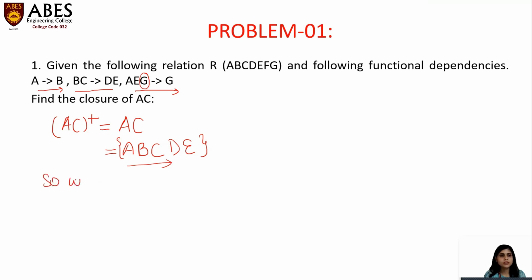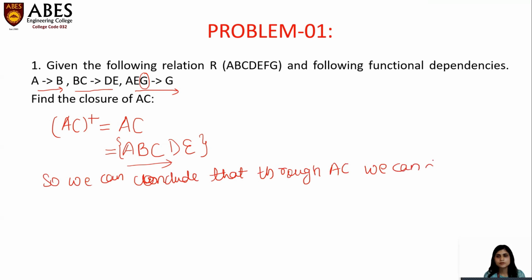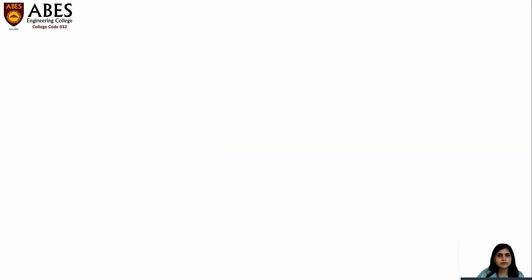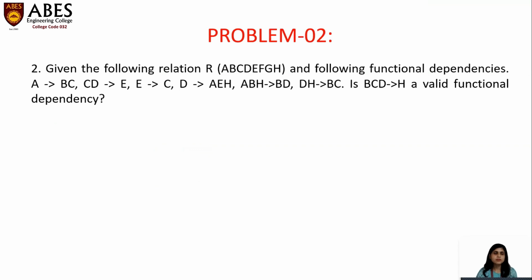So we can conclude that through AC we can determine A, B, C, D, and E. Okay. Now let's check another example. Let's try another question.